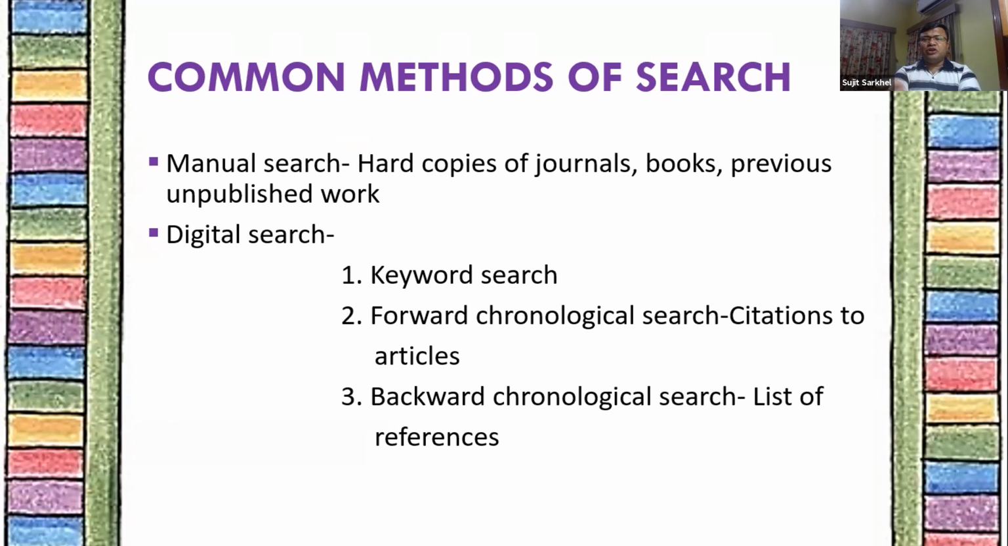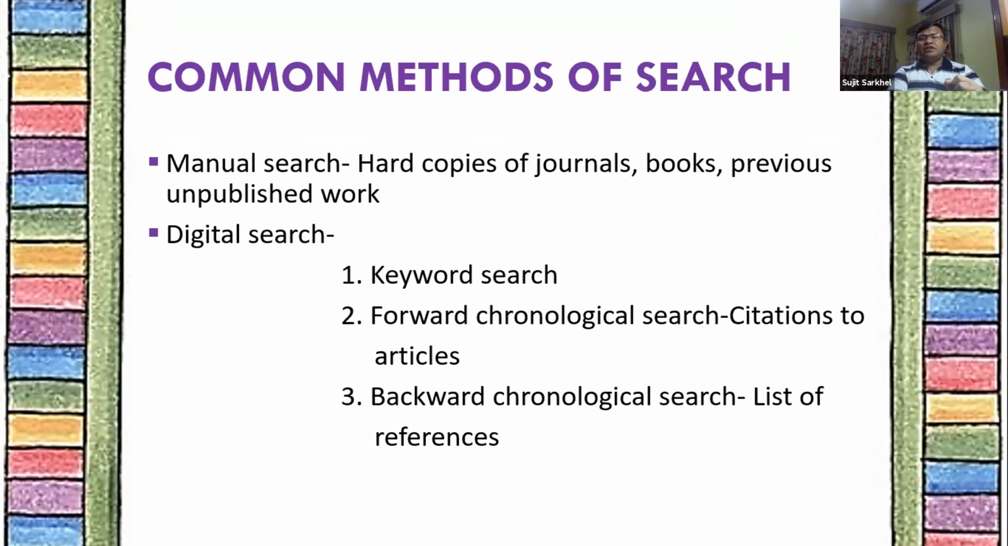Basically, you search for an important article on the topic, then you look for all the articles that have cited the article, that have quoted this article, and you search those articles. So it is called a forward chronological search. Forward means those articles which have been published after the parent article.